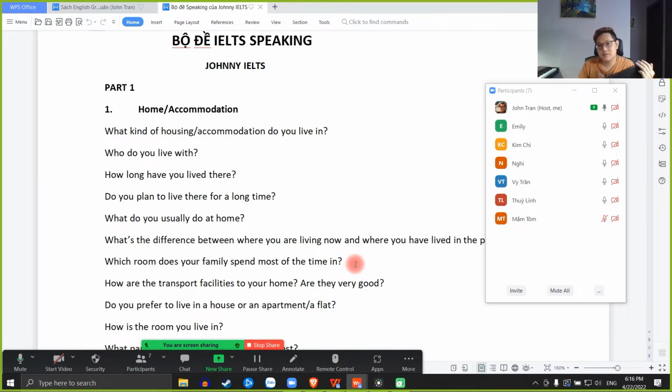So basically, to make the content longer, you can just give more examples, not related to yourself, okay? Now, so let's, oh, where are we?